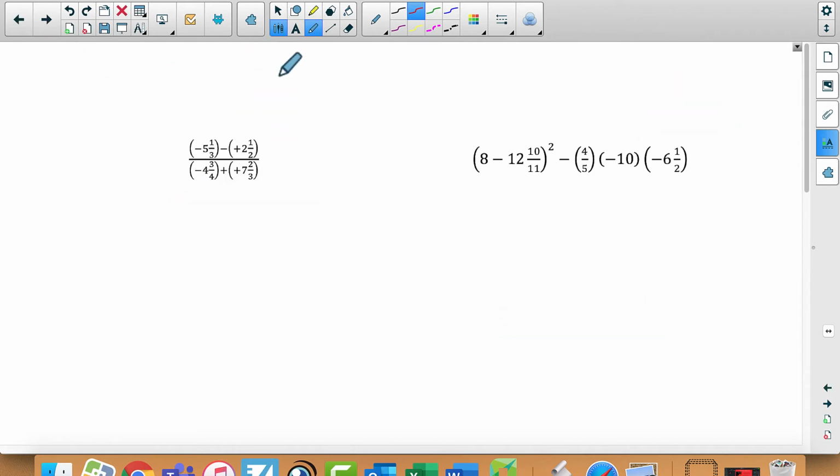Oh my gosh, look at this mess. So what do we got here? Well, on the top we have a subtraction question that we have to do, and on the bottom we have an addition question we have to do. Then we can do the division. So let's start with the top here.